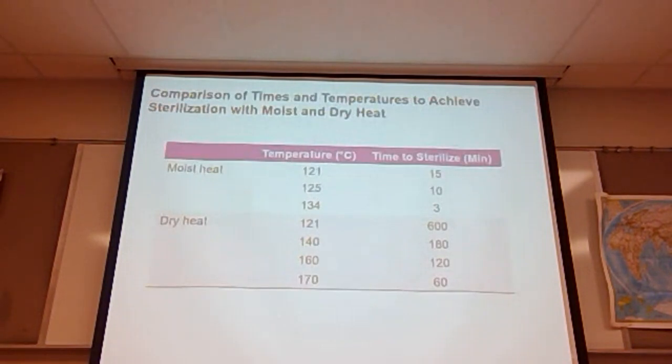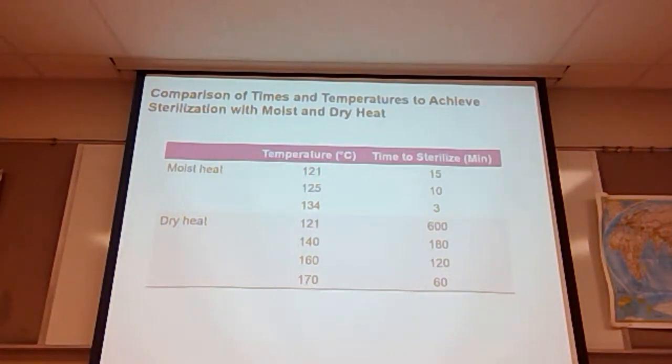Temperatures that are needed and time. This is actually really, really interesting. If you look at 121 degrees and the time to sterilize something in minutes, a moist heat at 121 degrees takes 15 minutes. A dry heat at 121 degrees Celsius takes 10 hours, or 600 minutes.